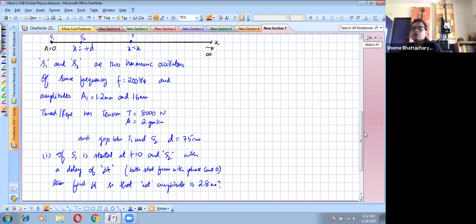So basically you have to find out how you can relate the phase difference with respect to the timing difference delta t and also the distance d between the two sources, and the distance d over here is given to you as 75 centimeters.